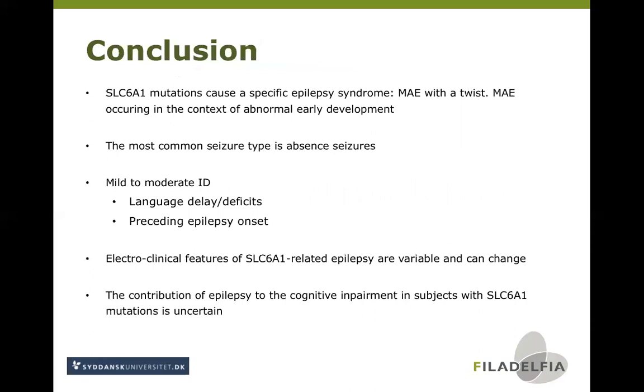So in conclusion, we believe that these SLC6A1 mutations cause a specific epilepsy syndrome. We like to call it MAE with a twist. So it's MAE, but occurring in the context of an abnormal early development. The most common seizure type is absence seizures. They have mild to moderate intellectual disability with especially language delay, and this will precede the epilepsy onset.